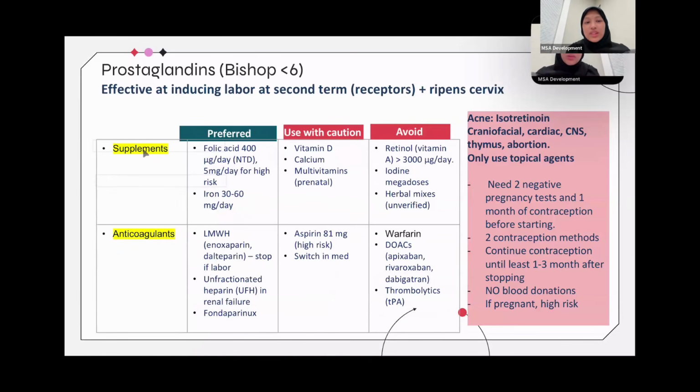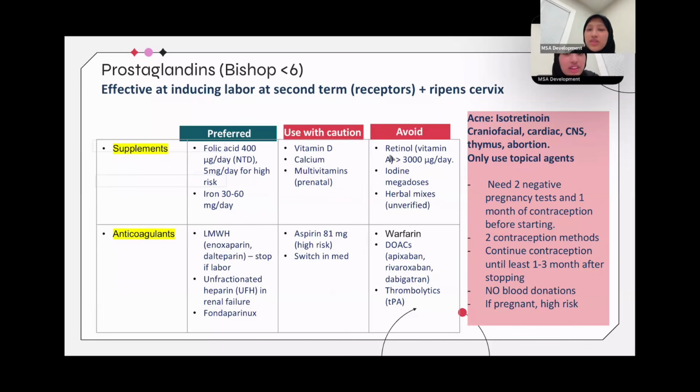But supplements you can of course give: folic acid, iron, vitamin D, calcium. But avoid one vitamin. If you have to remember, avoid the A. So retinol, vitamin A, do not use that. Iodine excess, do not use that. We said herbal mixes in cold, do not use that.